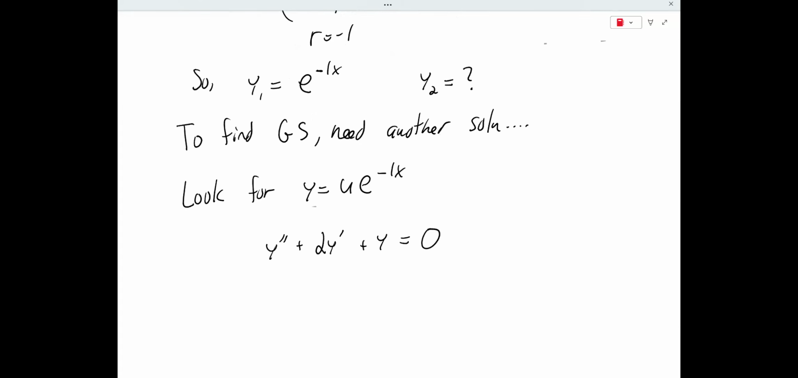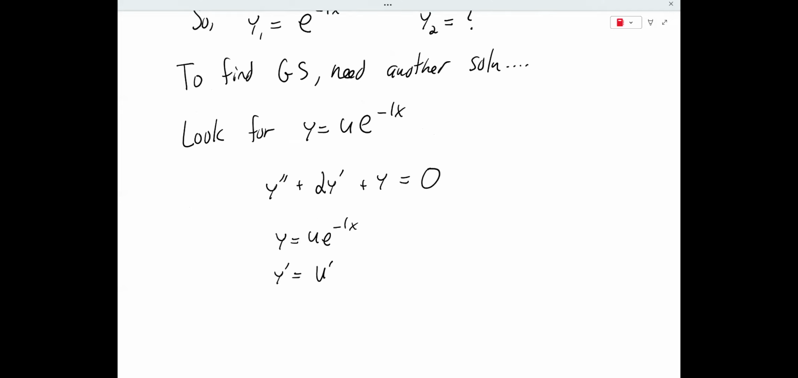I think we'll just do one at a time. So I know y is equal to, write this down, y equals u e to the negative 1x. So y prime then would be what from the product rule? I know what I was going to do here. So if I write this down, it's u prime e to the negative 1x plus, now you keep the first part, take the derivative of the second part, like that.